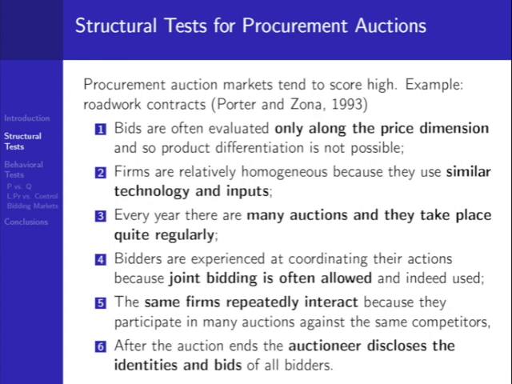So Porter and Zona, 1993, in their analysis of collusion in roadwork contracts, so public procurement in the United States of contracts for the maintenance of highways, list six reasons why collusion is extremely likely to take place in this environment. First, bids are evaluated only along the price dimension, so product differentiation is extremely limited. Second, firms are relatively homogeneous because they use similar technology and inputs. Third, every year there are many auctions and they take place quite regularly: predictable demand.